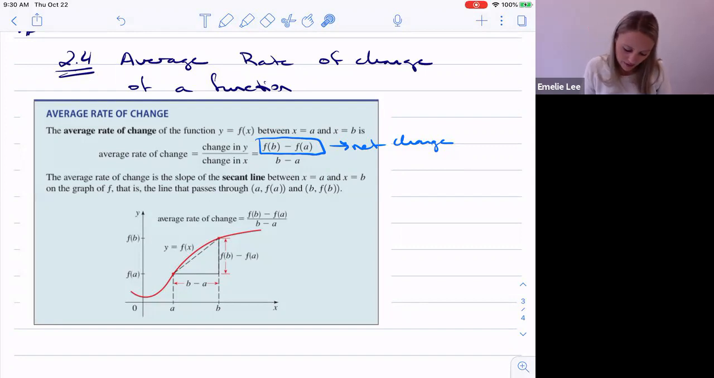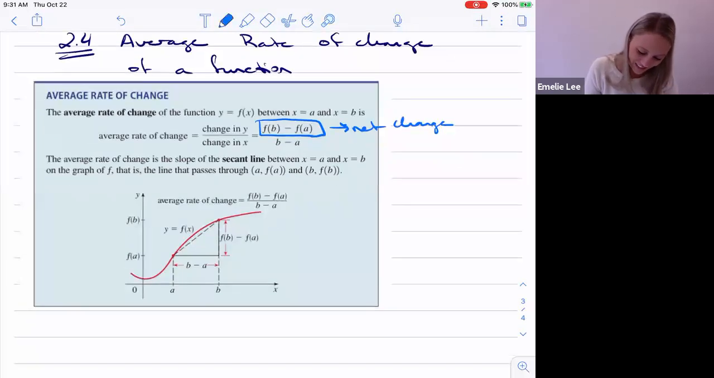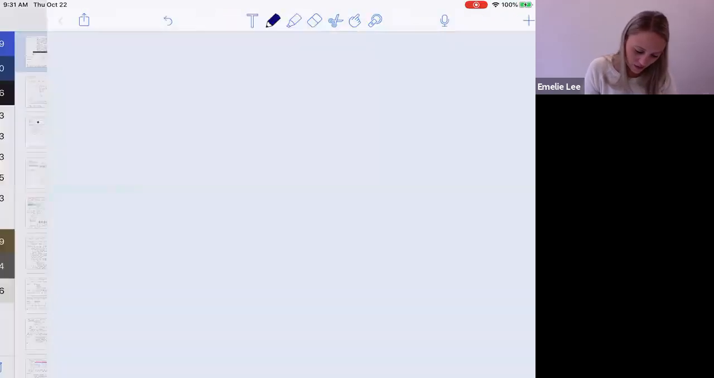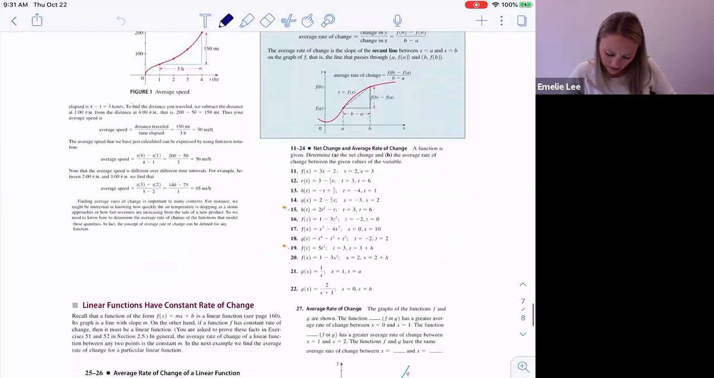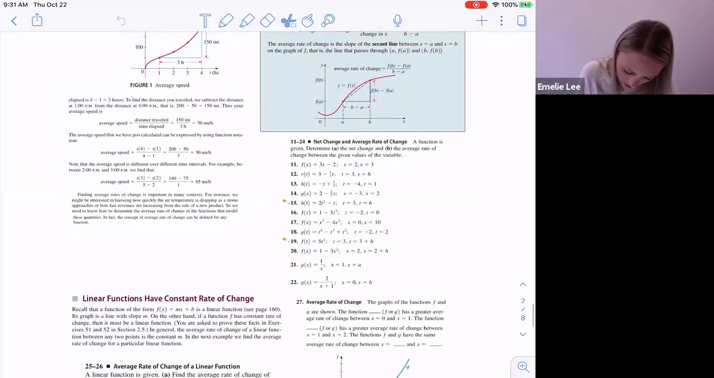Okay. So the average rate of change is essentially the net change over the change in x. Okay, let's do a couple of questions, or one or two, because it's not really that crazy.